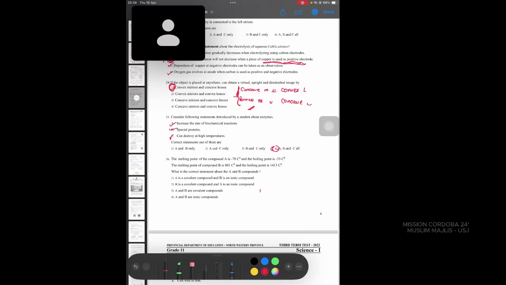If someone has a positive boiling point, I'm talking about degrees Celsius, and a positive melting point, he will be a solid at room temperature. If someone has a positive boiling point and a negative melting point, he will be a liquid at room temperature, except for mercury. There is one exception, but normally you can know this. If both are negative, he's a gas. Now tell me, is A a solid, liquid, or gas? First tell me that.